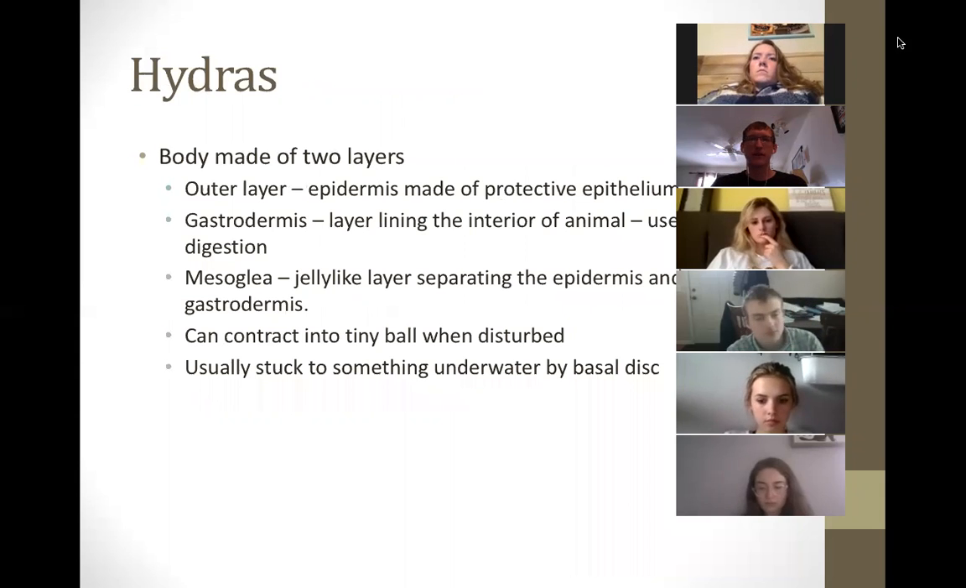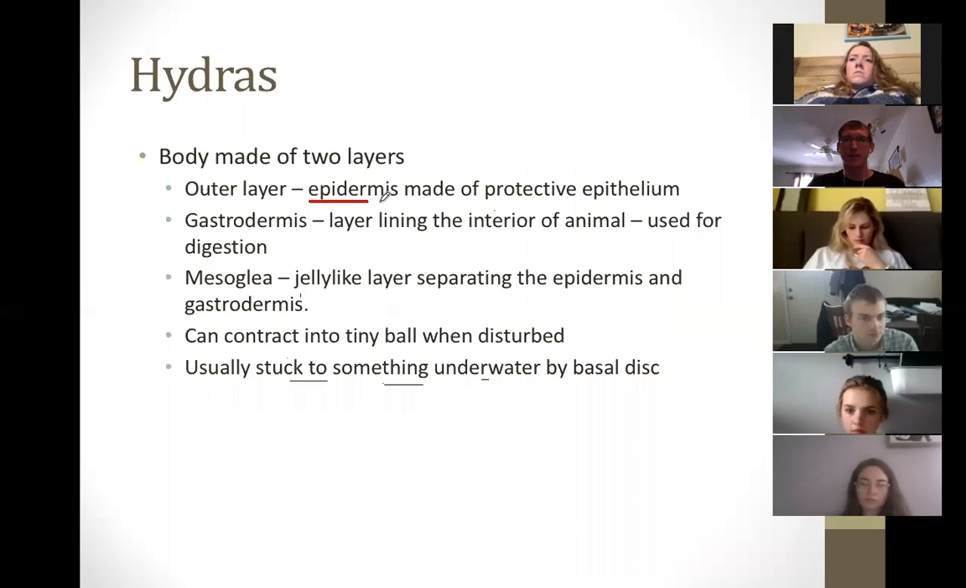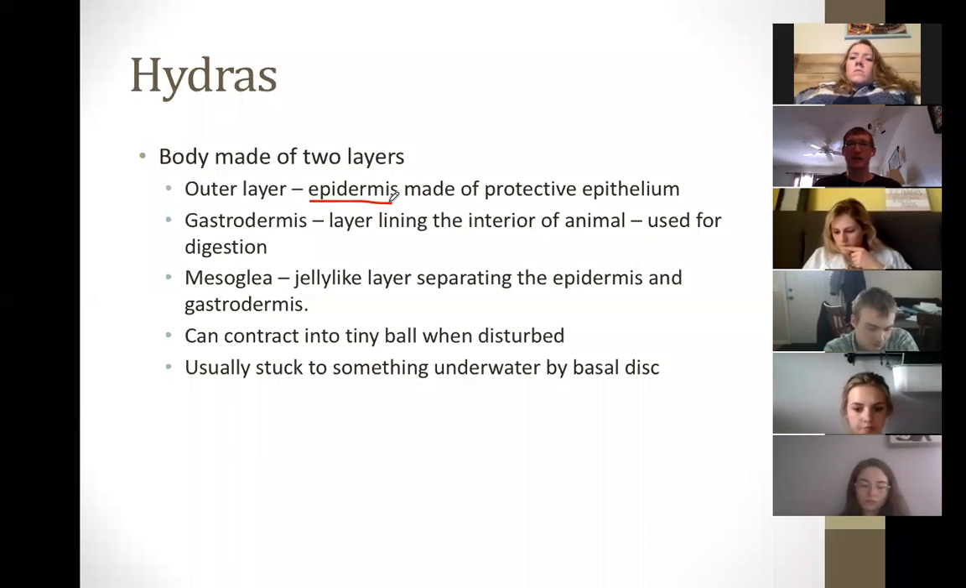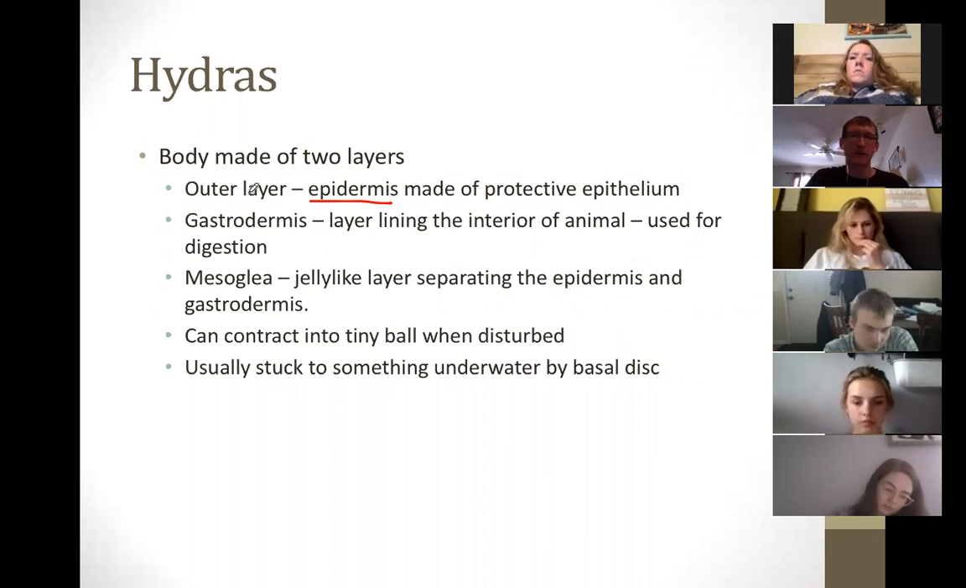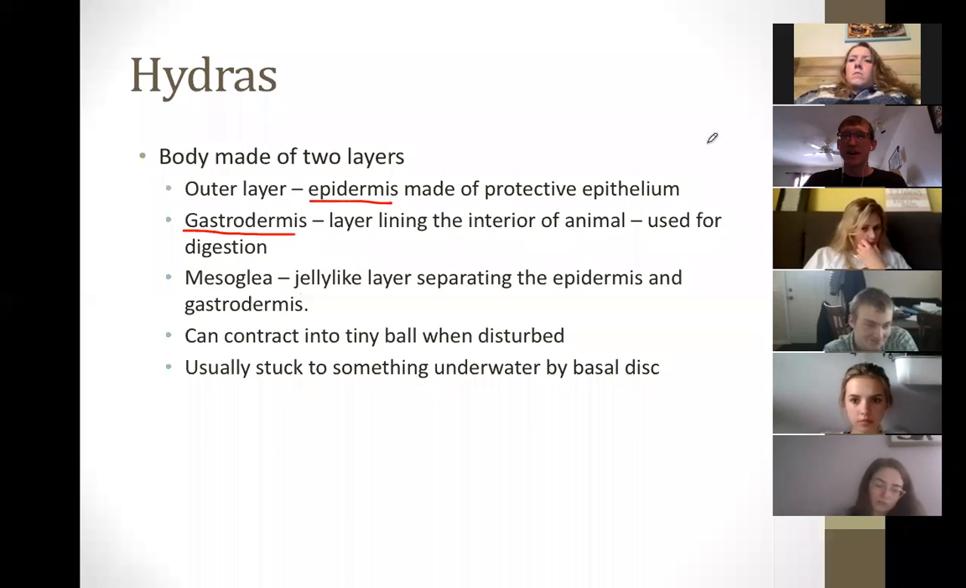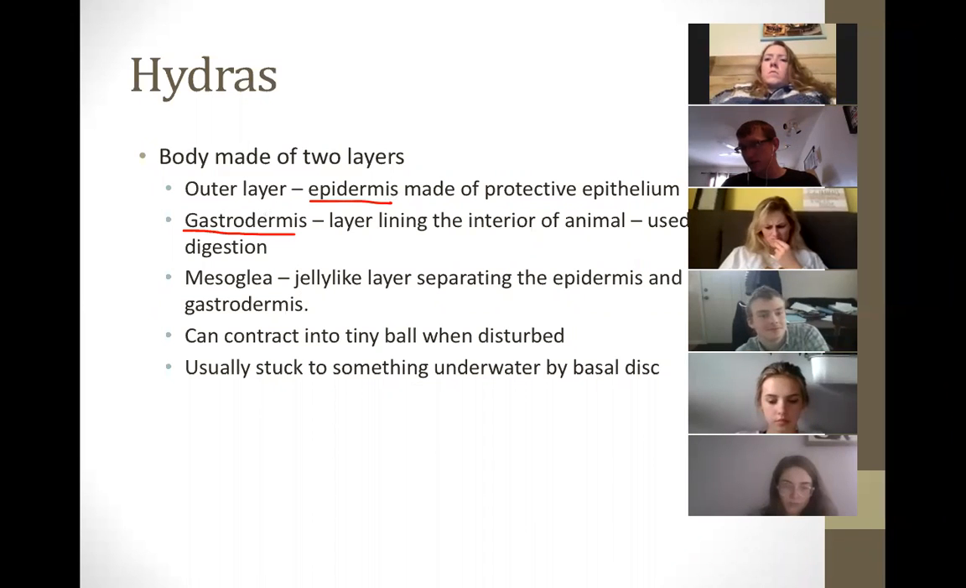The outer layer of their body is called the epidermis, just like yours is, just like a sponge's is. A lot of animals are going to have that outer layer called an epidermis. Now, they are going to have a couple new layers that I'd like you to write down. The first one's the gastrodermis. Gastro means gut, like gastric is stomach related, and dermis is skin. So this word literally means gut skin, and that's what lines the gut.